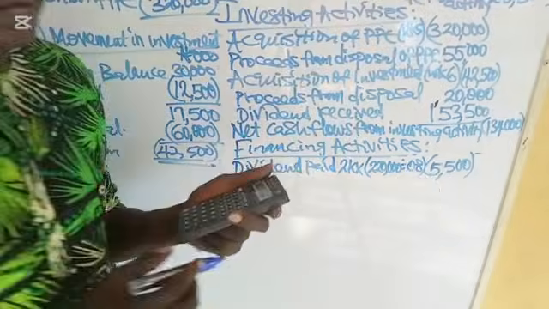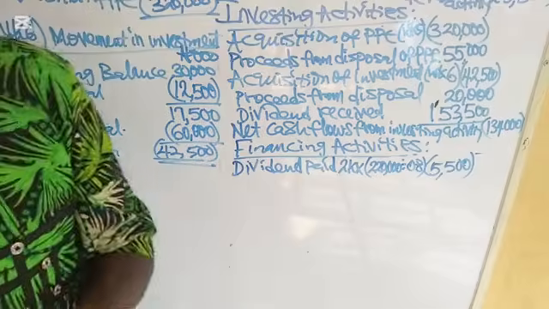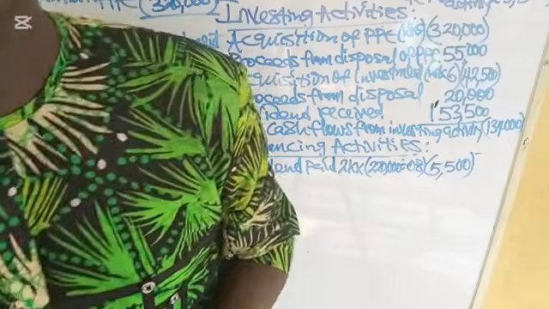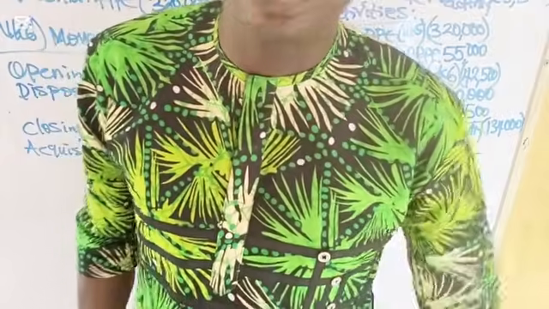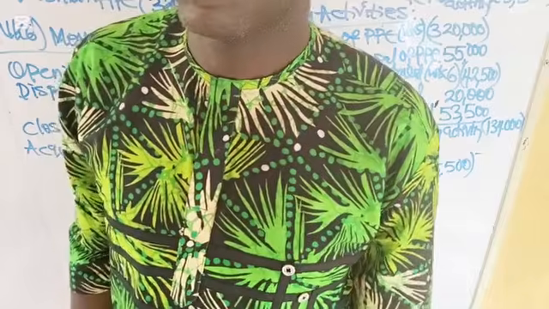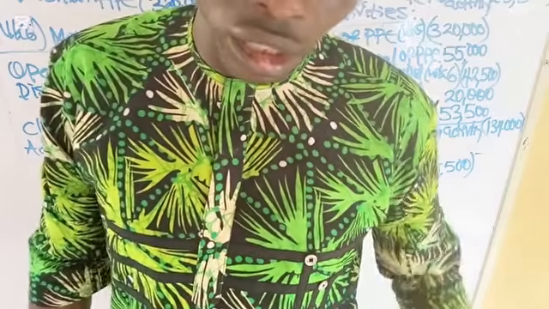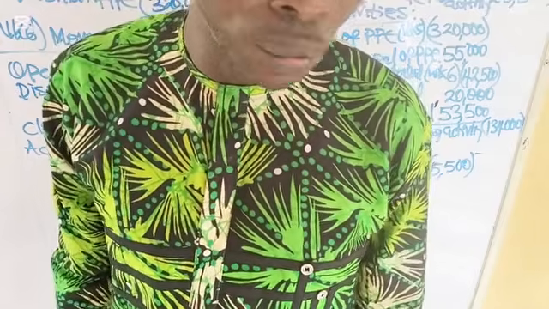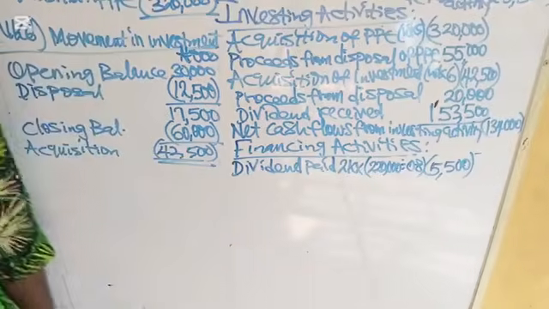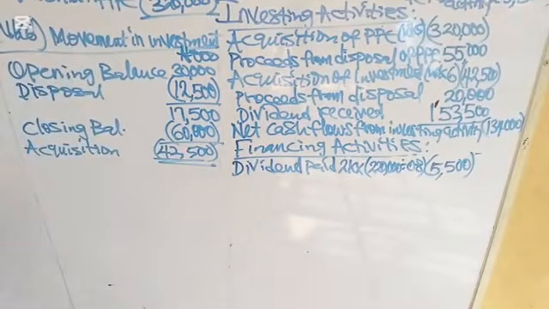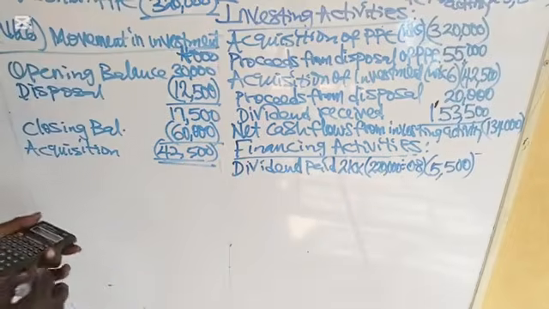Dividend is paid on the shares you have. We are preparing the financial statements for 2021. It is the shares you have in 2021 that you will pay dividend on in 2021. So that is why we use the closing balance. I want to check the moment.